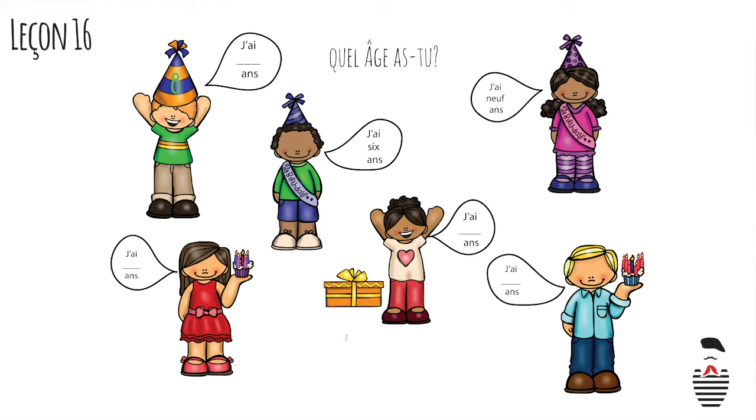Bon, then let's go down to the left-hand side. Now she's got a petit gâteau. A petit gâteau is a cupcake. She's got a petit gâteau in her hand, and let's try to count the bougies. If I count, I count 1, 2, 3, 4, 5. So how old is she? 5. So write in the 5 there, j'ai 5 ans.